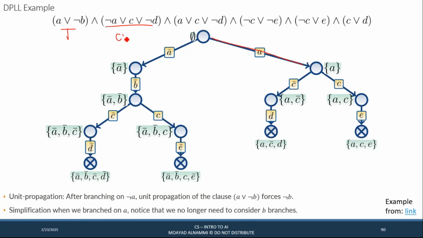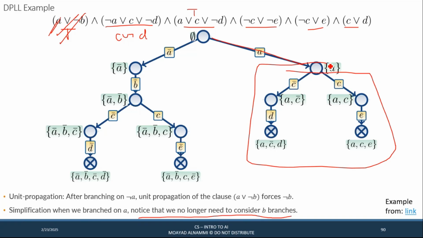This here evaluates to C or not D. This evaluates to true, and this stays the same. Notice that we no longer need to consider the B branches, right? There's no point in assigning B a value. Why? Because you can see that the B value has been removed from the remainder formula, because now this is just a true value, right? So this subtree is now one level smaller, right?